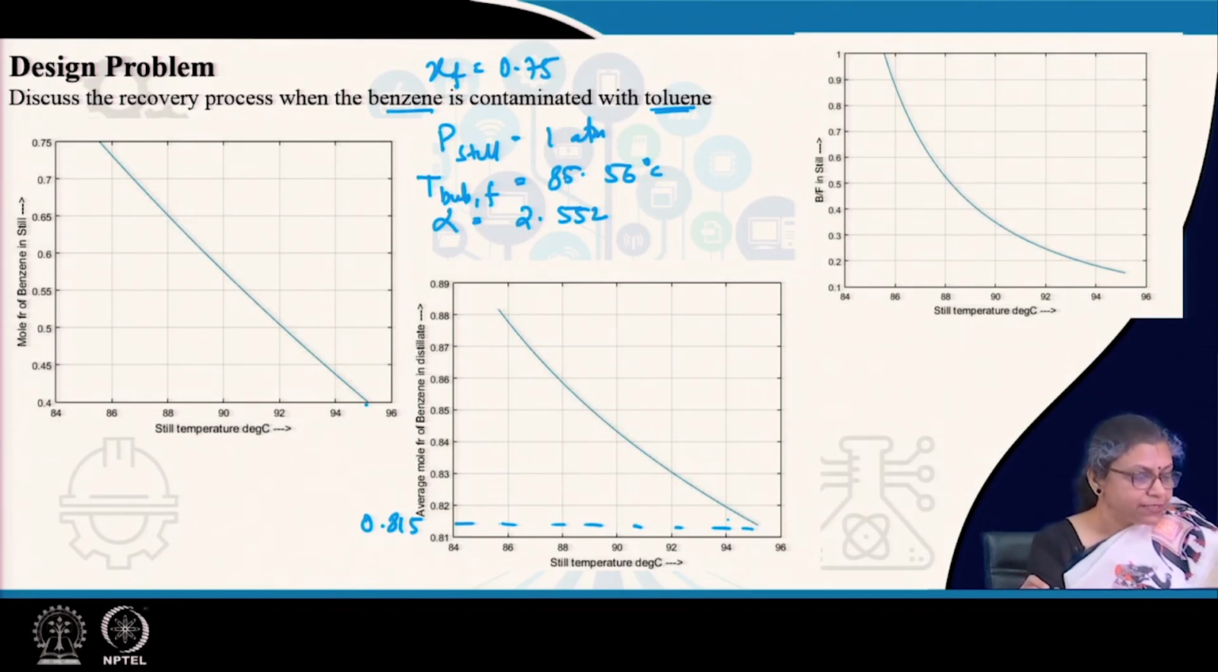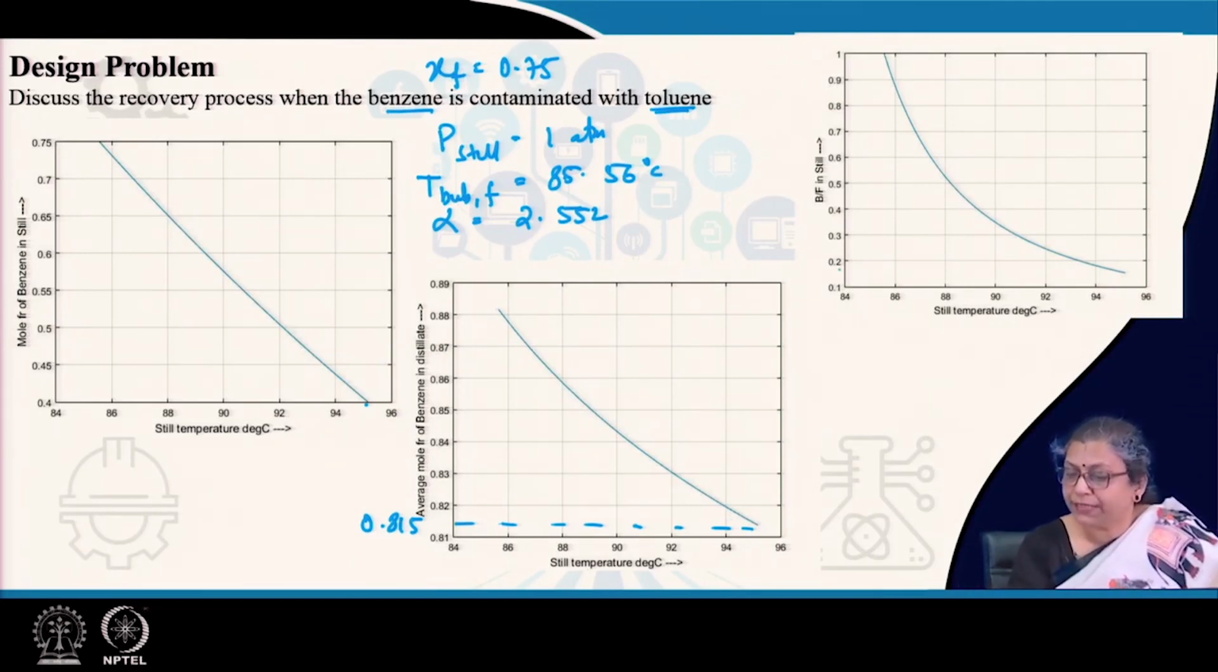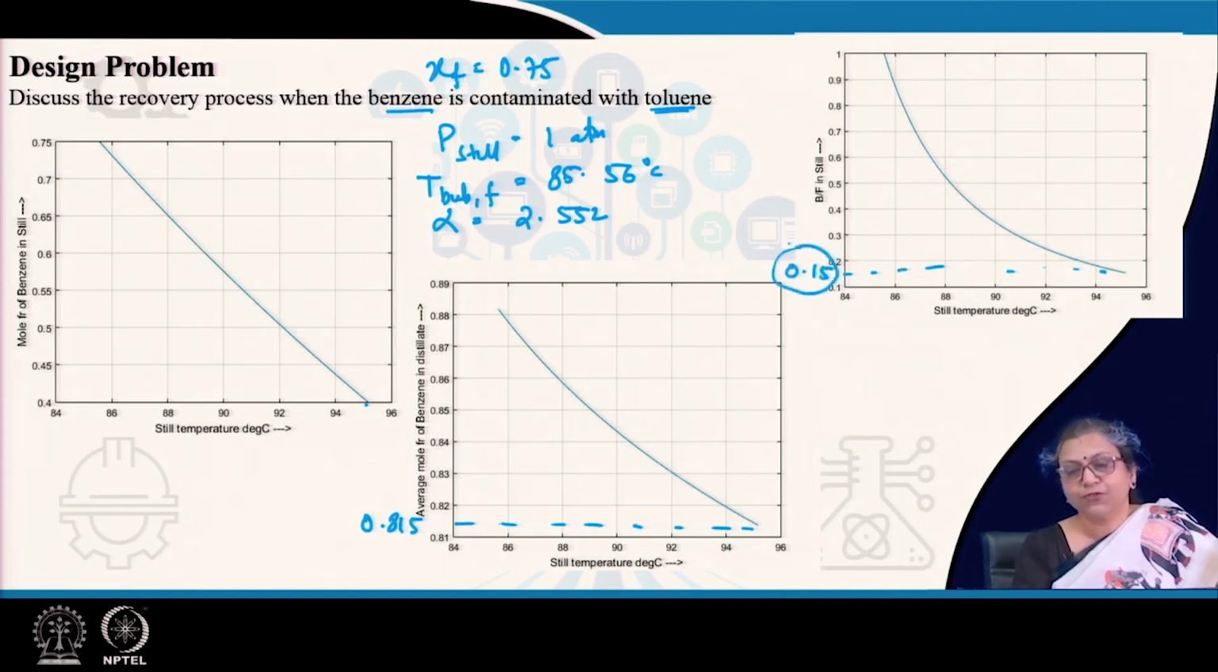So, therefore, this suggests that for this particular case, and one more important thing, you will find that the B by F is also around 0.15, which is a bit low. So this suggests that when benzene is contaminated with toluene, when the alphas are not very far off, rather it is not much higher than 3, in that case the single stage is not a very good option.